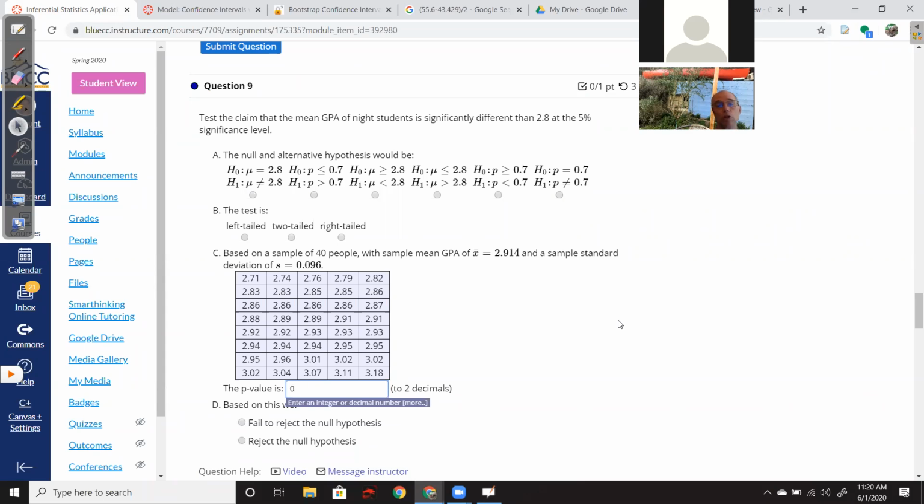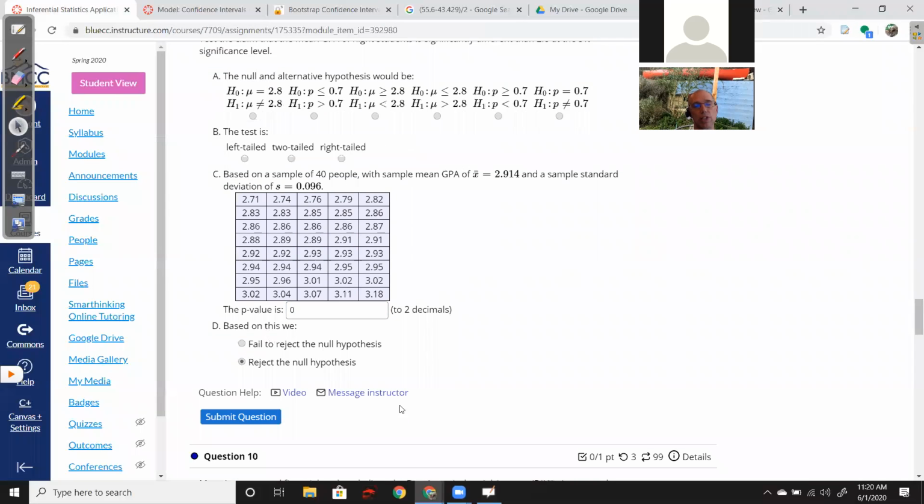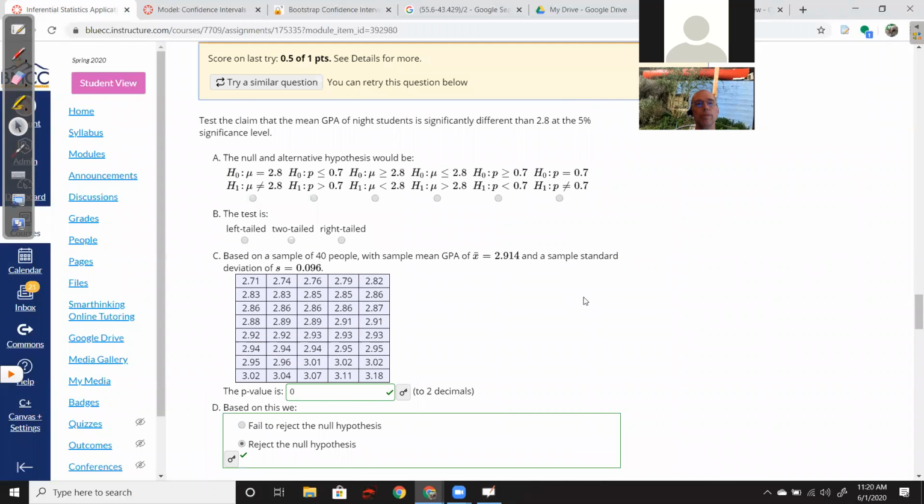All right, what does that mean? If you get a tiny p-value, that means there's something wrong with the null hypothesis. The null hypothesis says night students have a GPA of 2.8. We think it's different. Now our sample says it's bigger, okay, but that wasn't our alternative hypothesis. Our alternative hypothesis is different. So my conclusion would be there's sufficient evidence that the GPA of night students is not 2.8 on average. It's something else. Okay, so that's 0. We're rejecting the null hypothesis, and I didn't ask for a conclusion here, just the decision. Ta-da! And we did it.